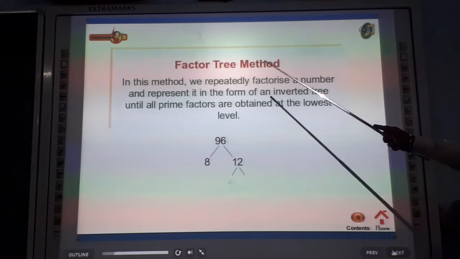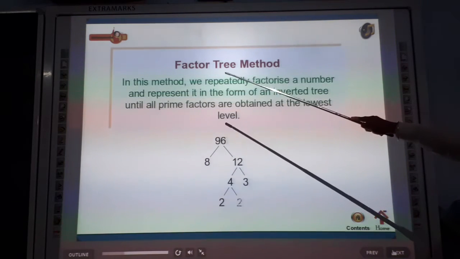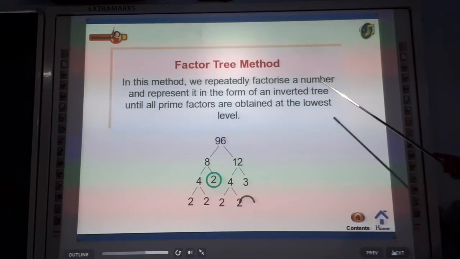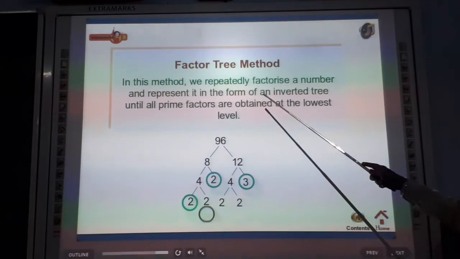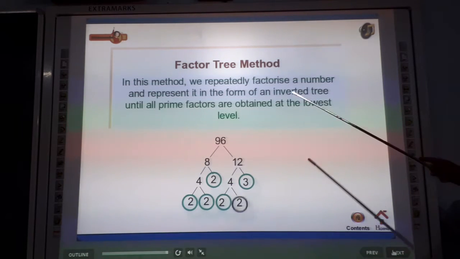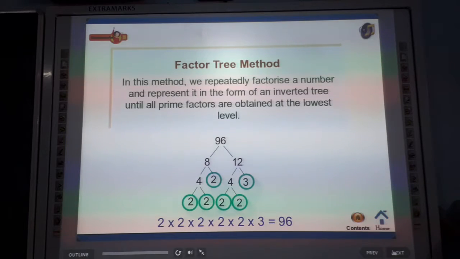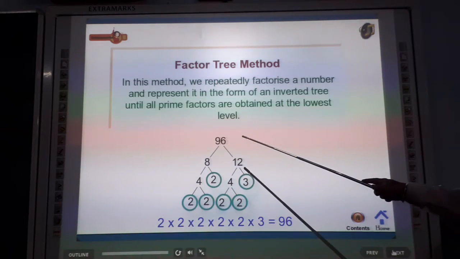Now next is factor tree method. In this method we repeatedly factorize a number and represent it in the form of an inverted tree until all prime factors are obtained at the lowest level. Look at this. Show the diagram.